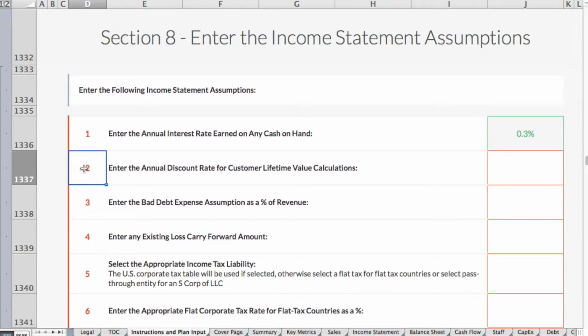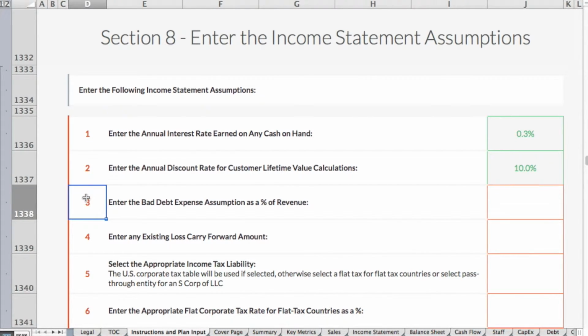The second input is the annual discount rate for your customer lifetime value calculations. Now you can put in 0% if you want to not have any time value discount for the lifetime value calcs, but most early stage startups have a fairly expensive cost of capital between raising equity and debt, etc. But especially if you have preferred equity and you're raising venture capital along those lines, I would submit that you should probably put in at least 10%.